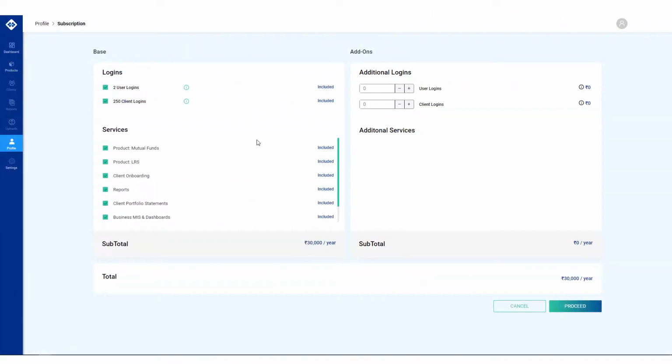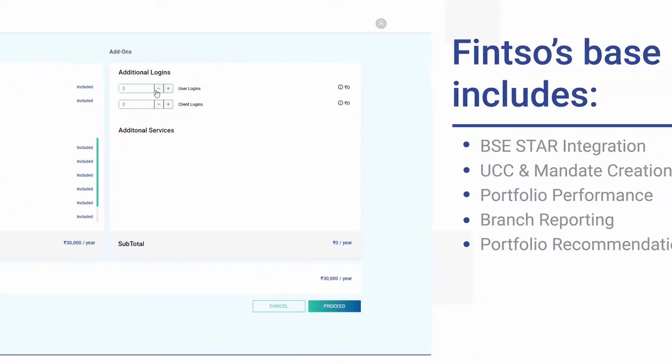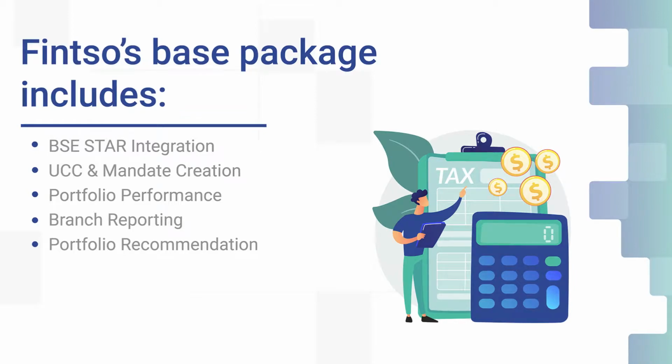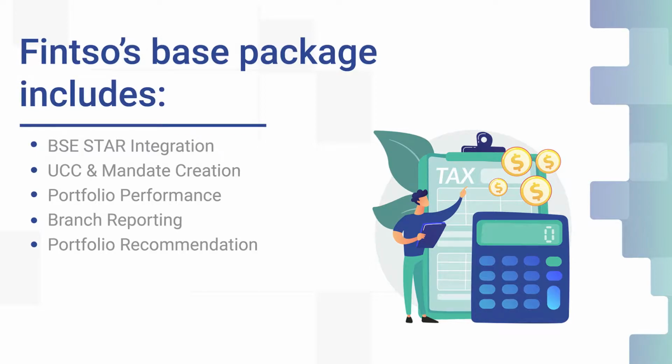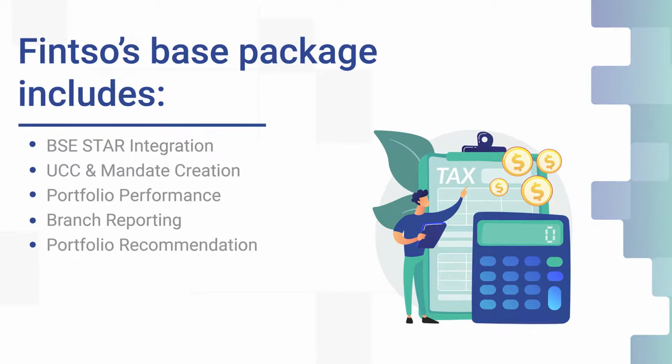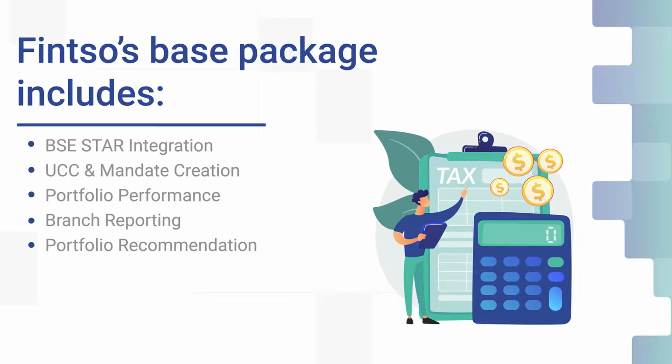The base package includes 2 user logins to access the web portal and the partner app, and 250 client app logins. You may upgrade to additional logins at the click of a button when you require. Finso's base package includes BSE Star integration and onboarding, UCC and mandate creation, portfolio performance and tax reporting, branch reporting and revenue, portfolio recommendation and scheme selection.